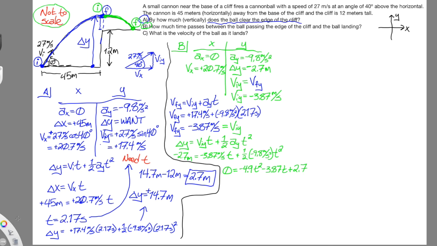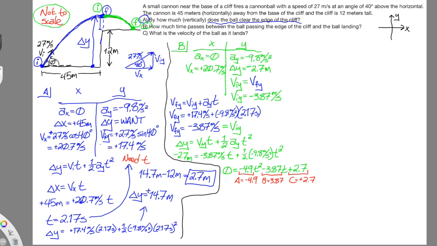Now in terms of our quadratic equation, our a is going to be this negative 4.9. Yes, you need to keep that negative. b is going to be negative 3.87. And c is going to be positive 2.7. Now I'm not going to show all the details of how to actually plug this into the quadratic formula. There's another video for that. You can go check it out.